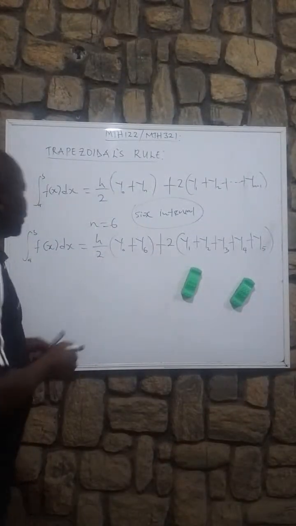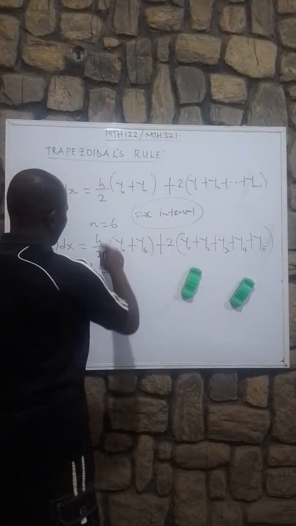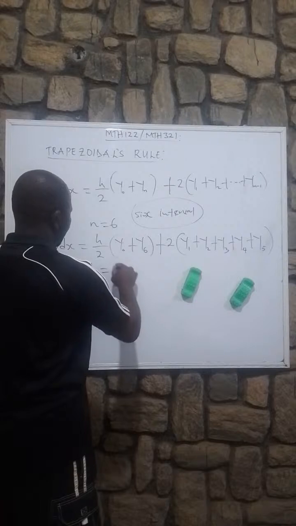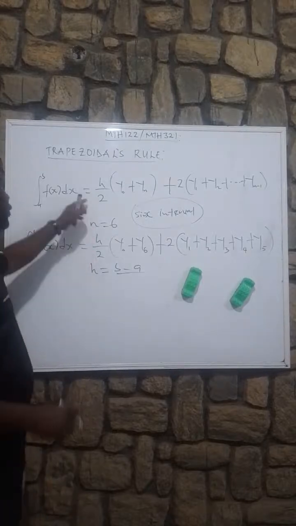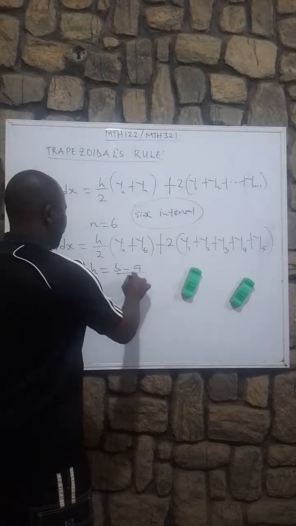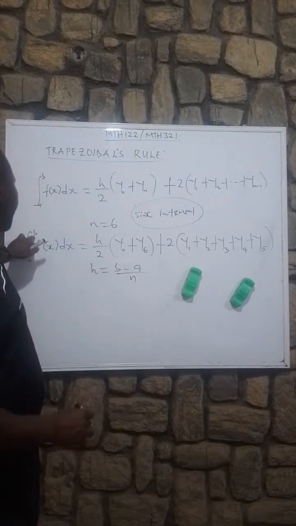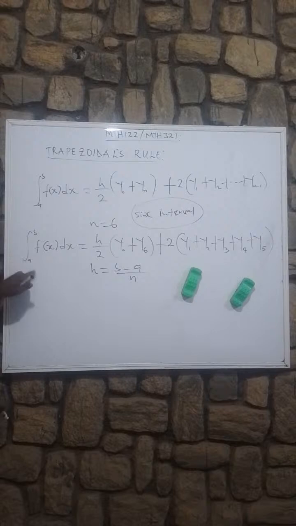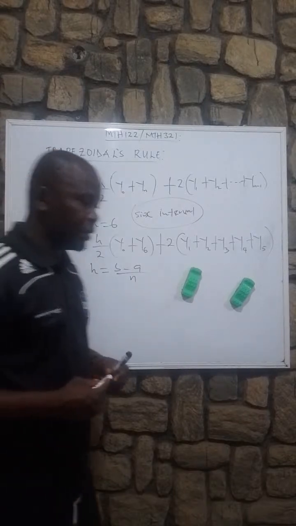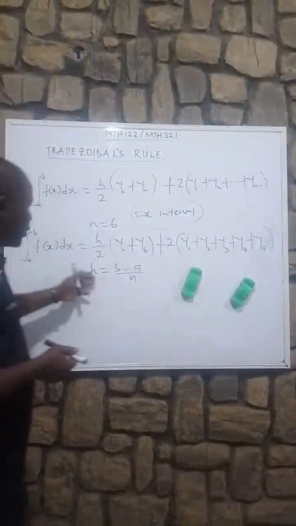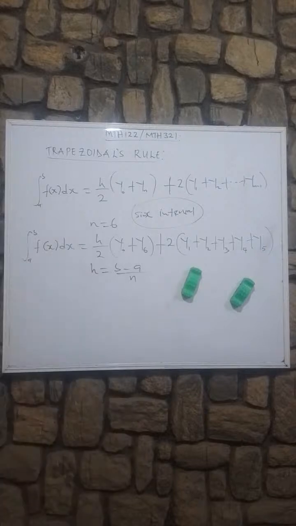Then your h is equal to b minus a all over n, that is, the upper limit minus the lower limit all over n. This is how we are going to consider it. Is that clear? Are you following?